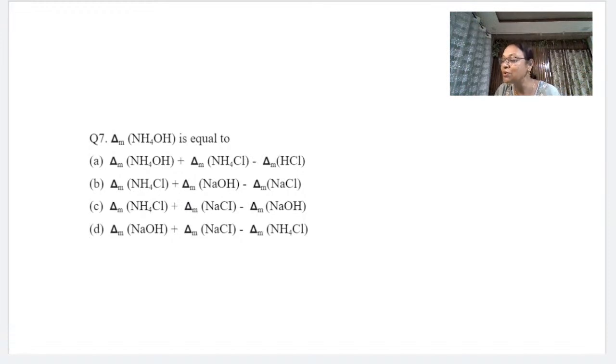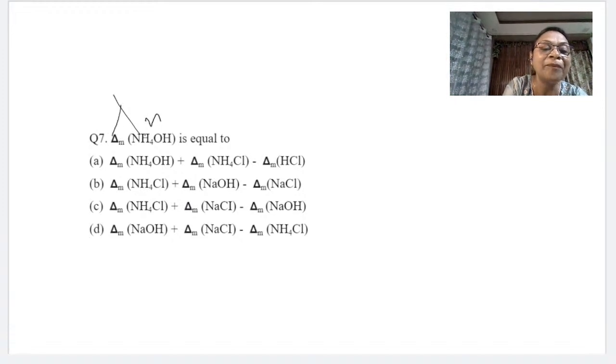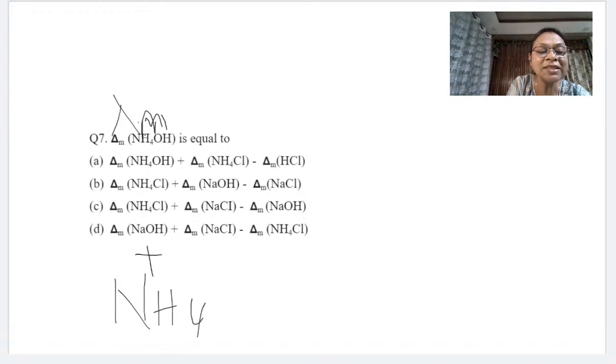This is lambda m. All right, lambda m, not delta, it's lambda. So lambda m, the molar conductivity. In all the options it is lambda m. Lambda m for NaOH is equal to... So it's just maths. You want NaOH and whatever is unwanted, you remove. You have NH4 plus and OH minus is what you need.